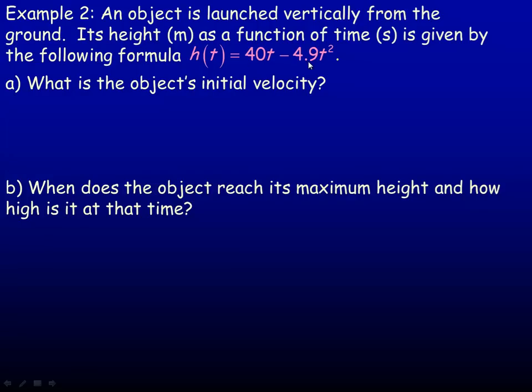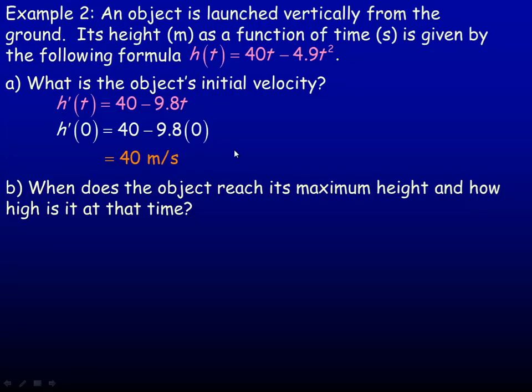So this is displacement, or height. And so we would differentiate to get the velocity function. The derivative of 40t would be 40. The derivative of negative 4.9t squared: the 2 comes down and multiplies by the negative 4.9 to give negative 9.8t to the first. Now initial means at time 0, at the beginning, so we would put 0 in place of t. So h prime of 0 would be 40 minus 9.8 times 0. Now this would be 0, so h prime is just 40 meters per second. That's the initial velocity, the velocity with which the object was launched.